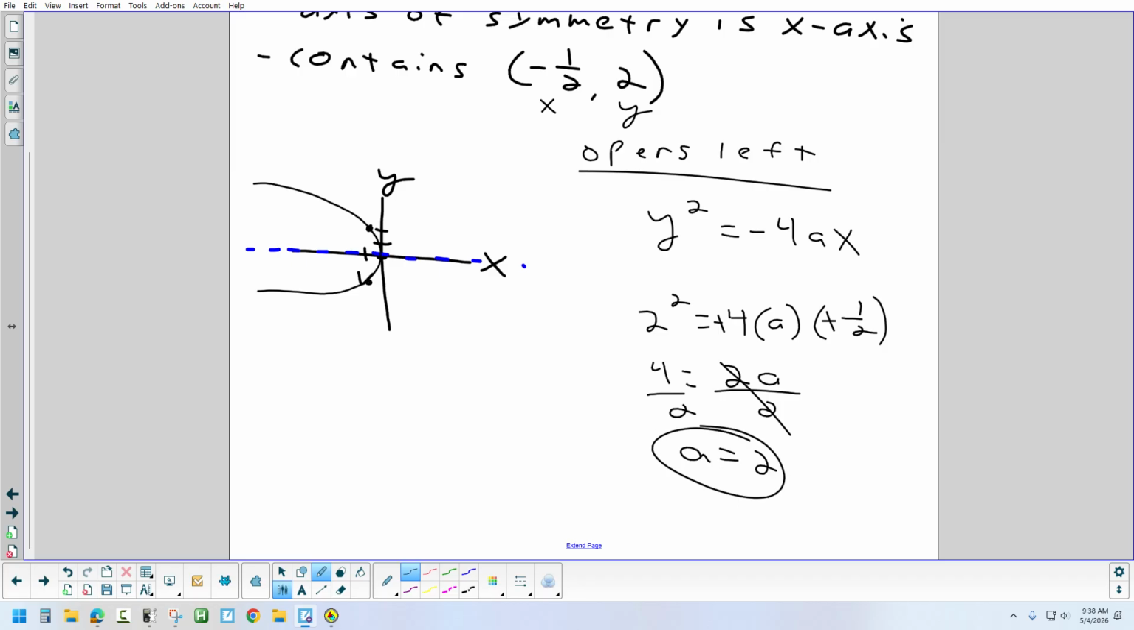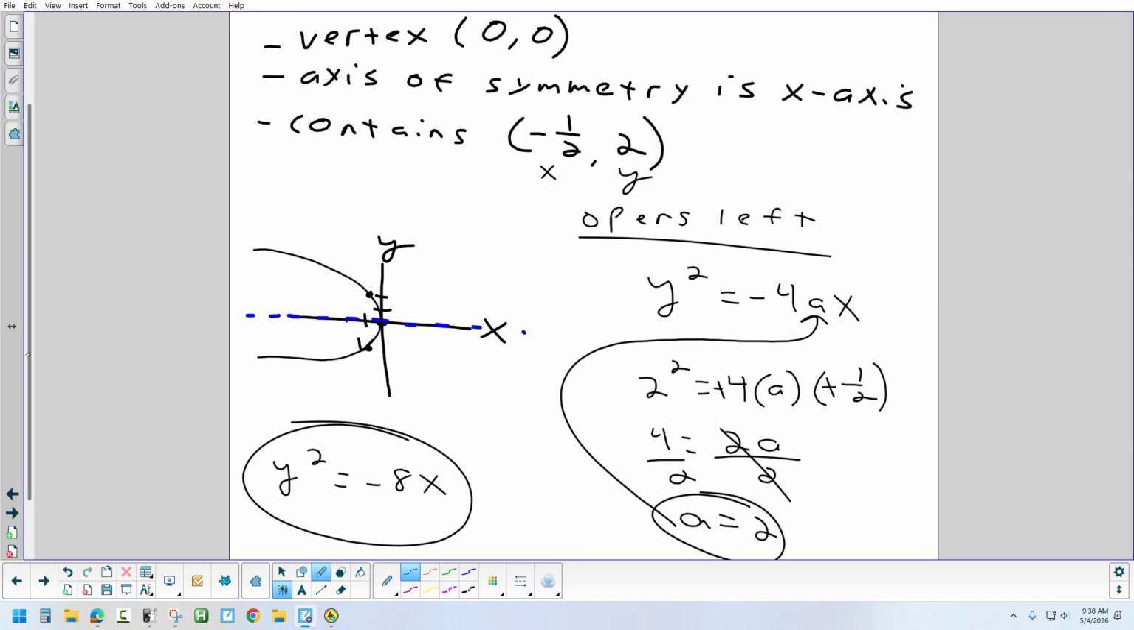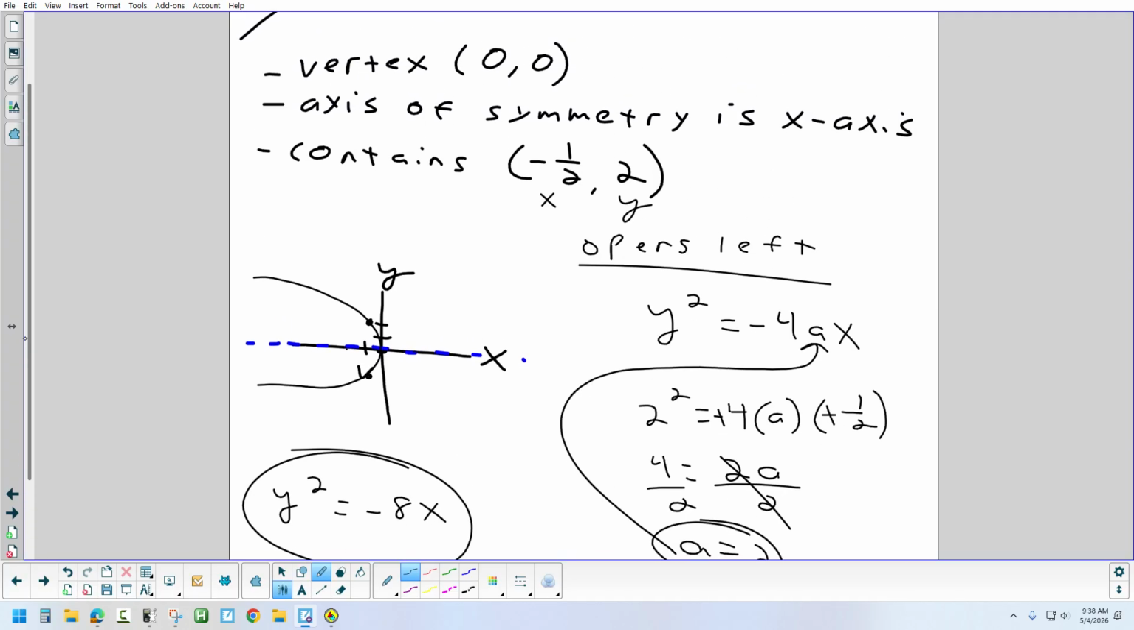Now, if we wanted to find the focus and the directrix, we could. We know the focus is going to be 2 units to the left of the origin. The directrix is going to be a vertical line 2 units to the right. They didn't ask for that, though. They just asked for the equation. So fill that in. Y squared equals -8x. And that's the equation of the parabola that fits the conditions they wanted it to.